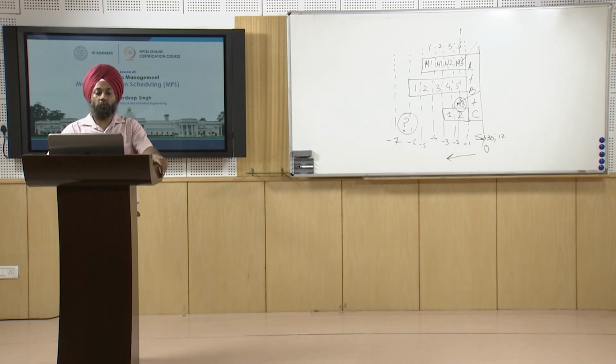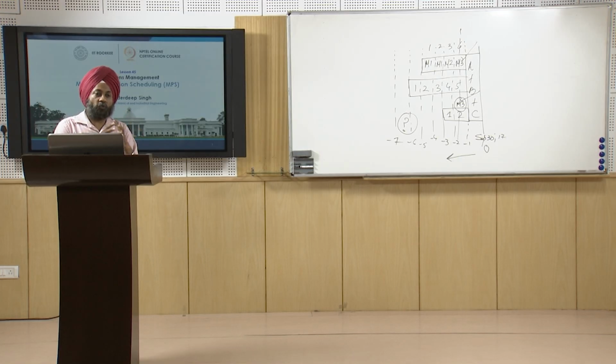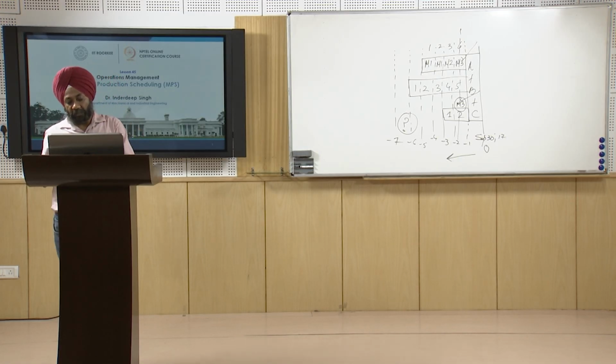So first example, you can see the aggregate plan which we have already covered in week 6 is given here. In week 6 we have seen what we mean by aggregate planning and aggregate production planning. So we have different months from January to September, and a number of motors which have to be produced. For January 30, February 45, similar data is available. So this is the demand data which has to be satisfied by our planning or production planning department.